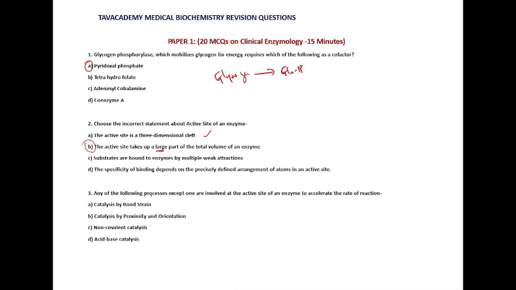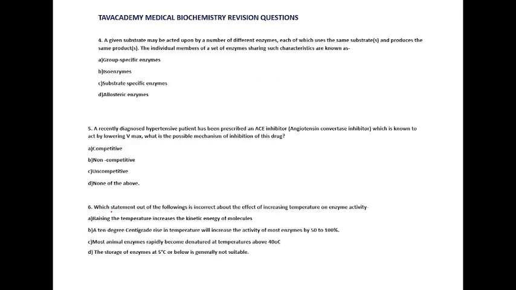Question 3 says, any of the following processes except one are involved at the active site of an enzyme to accelerate the rate of a chemical reaction. Catalysis by bond strain is very correct. Catalysis by proximity and orientation is very correct. Non-covalent catalysis is not correct. What we have is covalent catalysis. So this is the wrong option. Acid-base catalysis is also very correct. So there's nothing like non-covalent catalysis.